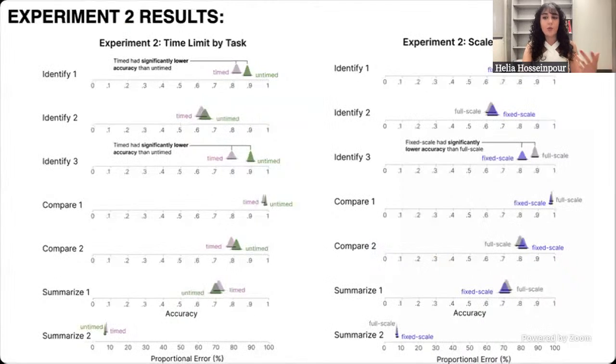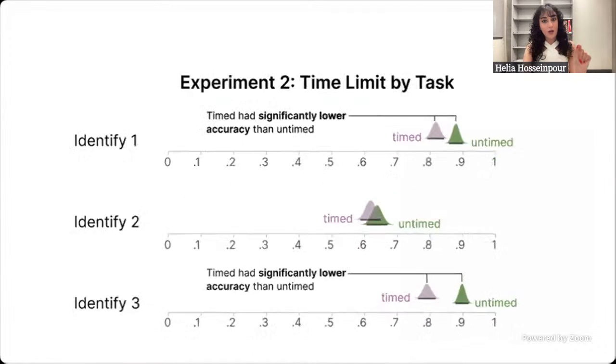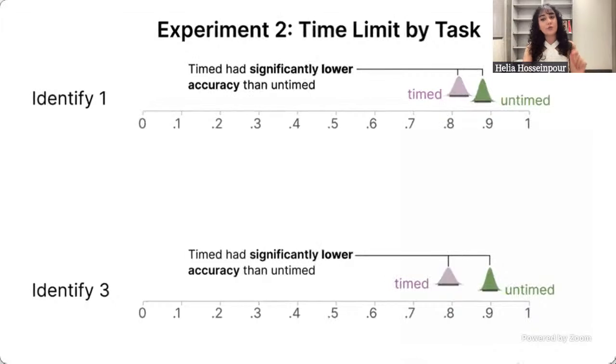In experiment 2, we wanted to see if this decline in accuracy was due to possible time limits or the shrinking size of the frames as more were added. We found that for time limits, accuracy was significantly lower where participants had only 40 seconds to complete the Identify 1 and Identify 3 tasks. Those were the tasks that required participants to either find the highest peak or locate where the trend line crossed a threshold. And that is in comparison to having an unlimited amount of time to conduct the task.